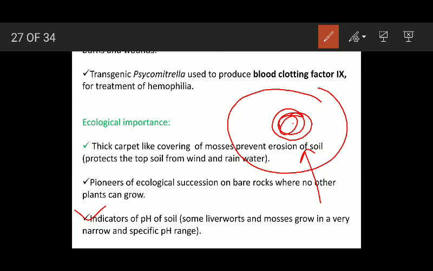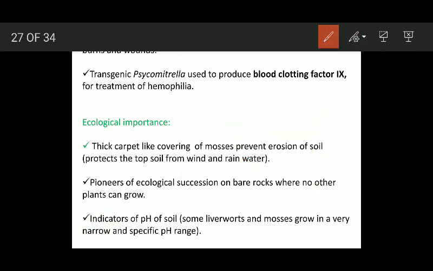They are the indicators of pH of soil. It has been found that some liverworts and mosses grow in a very narrow and specific pH range. Some bryophytes can be used as indicators of soil pH because they are known to grow in a very narrow and specific pH range. For example, आपके पास bryophyte A है, okay? You know that this bryophyte grows around 6 pH. By having this bryophyte at a place, you can say that the pH of soil is around 6. That is how you can indicate pH of soil using these bryophytes.